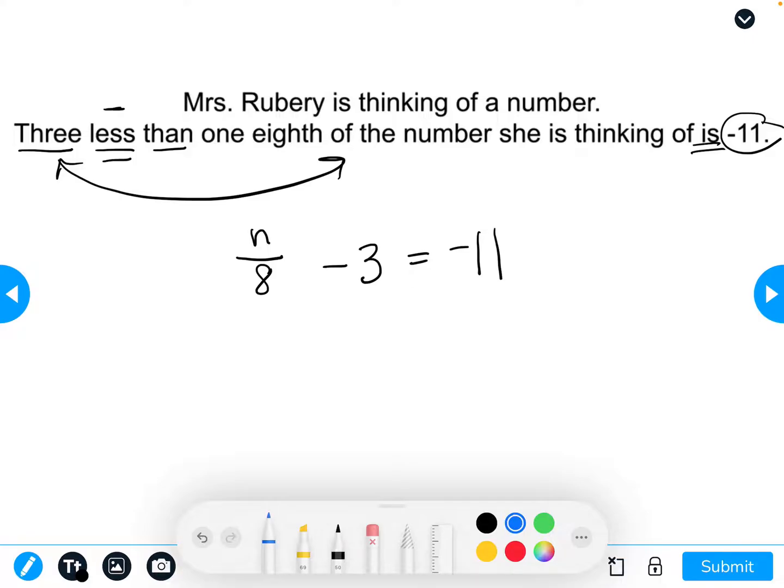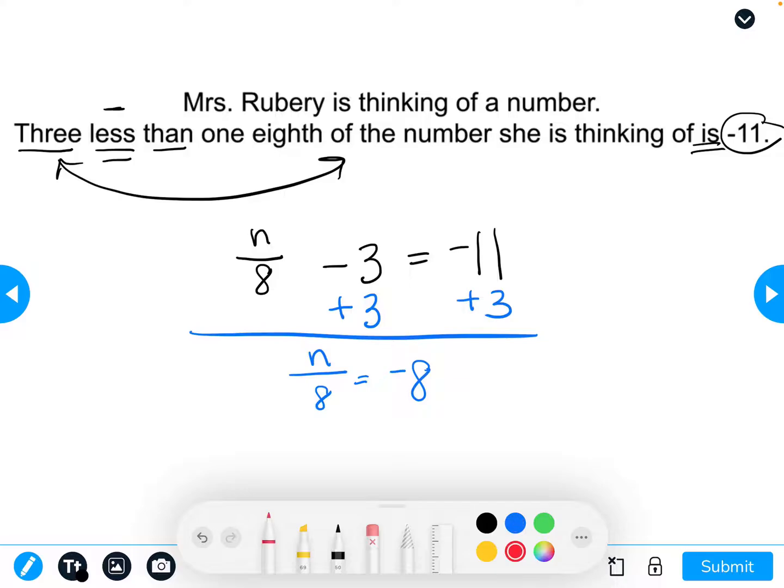So I can go ahead and solve this now. Again, I want to get rid of my constant first. So inverse, I'm going to add 3 to both sides, which gives me n over 8 is equal to negative 8. Now I can go on to my next step, and I need to multiply both sides by 8. Those cancel, and n would be equal to negative 64.